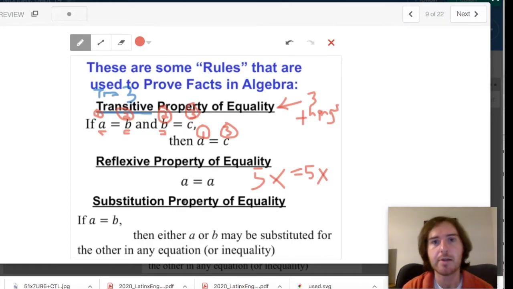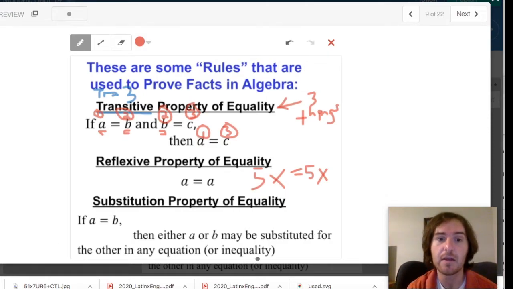You guys should have studied substitution when you did systems last year, so you have a sense of what that is. But this says here, if A equals B, then either A or B may be substituted for the other in any equation or inequality. Okay, maybe I need to give you an example of that one here. So if A equals B, and then we have some other equations. So I'm going to put an and here. And let's say that 2b equals y.